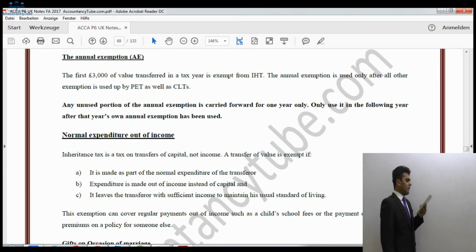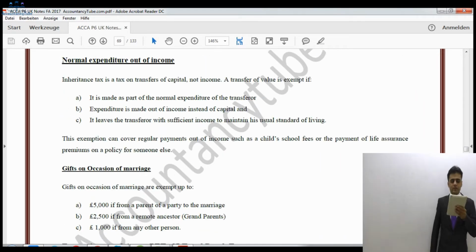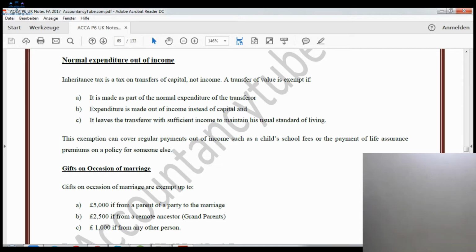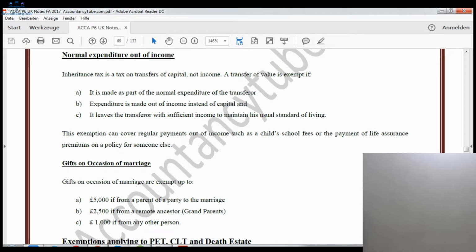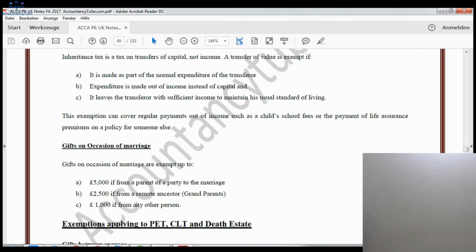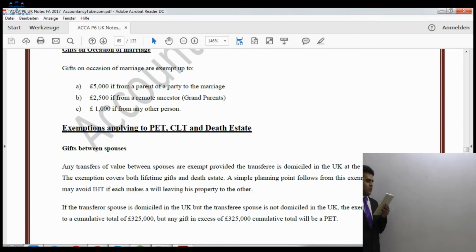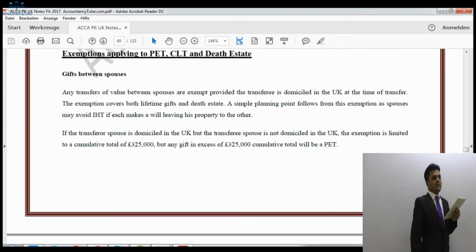Normal expenditure out of income, we have seen that as well. So this will be exempt as well, because inheritance tax is a capital tax. It's not income tax, as I explained. So that's why that will be exempt as well. Now, gifts on occasion of marriage: £5,000 from a parent of a party to the marriage, £2,500 from a grandparent, and £1,000 from any other party. Now, these exemptions apply to all of these: PET, CLT and death estate.